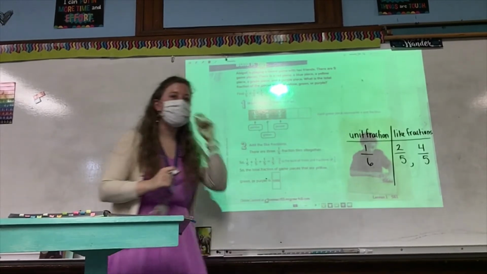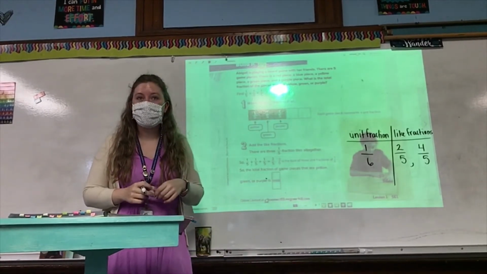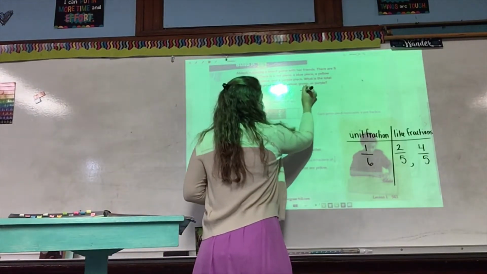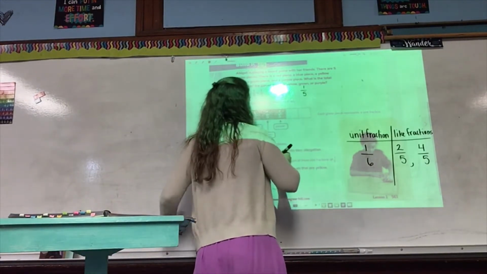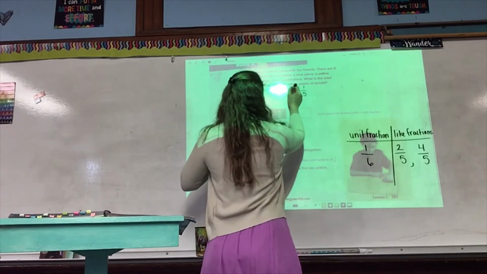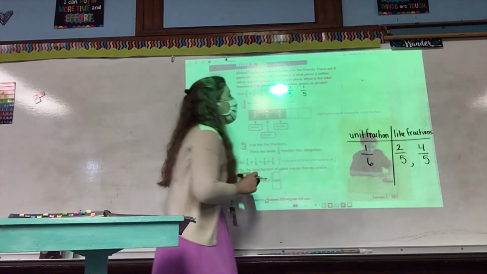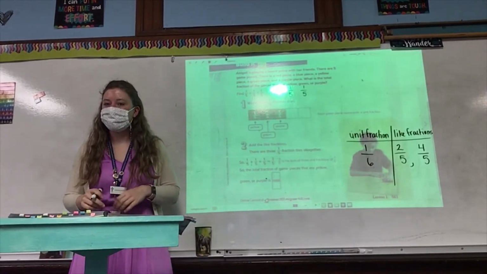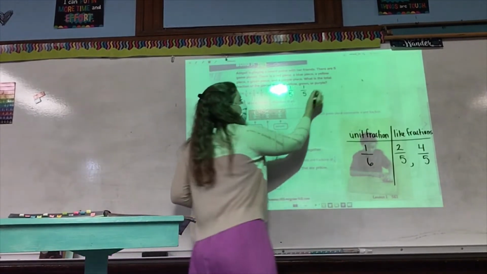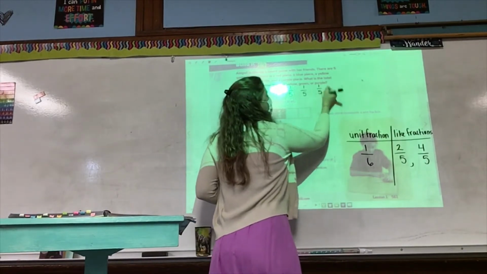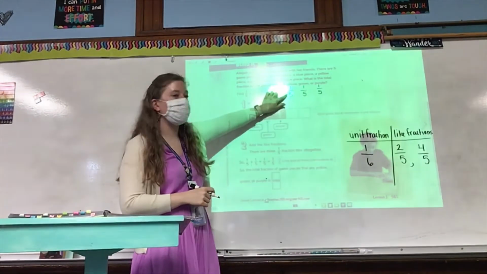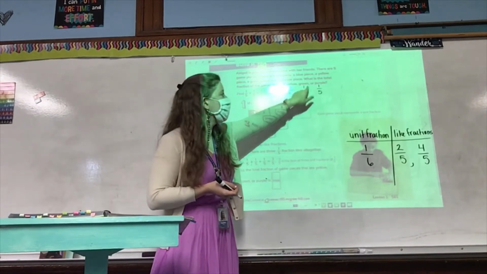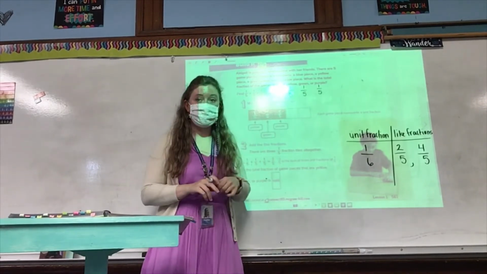Out of those 5 pieces, how many are green, class? I'm going to move this over a little bit so it's right underneath yellow, and you can do the same thing. And out of those 5 pieces, how many are purple, class? 1. So 1/5 are purple. 1 out of 5 are yellow, which is 1/5. 1 out of 5 are green, that's 1/5. 1 out of 5 are purple, that's 1/5.